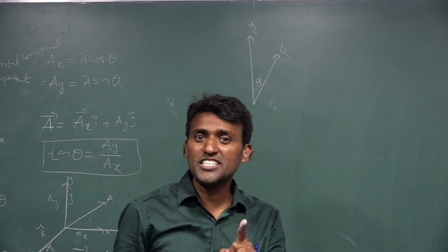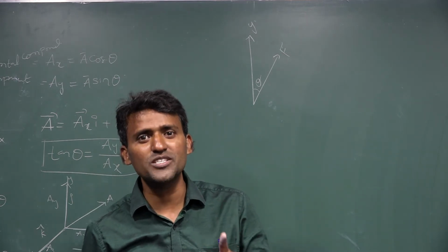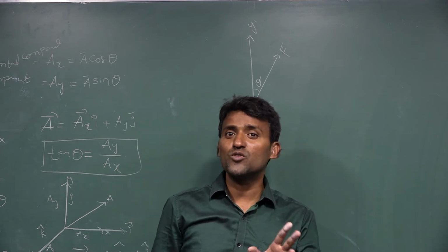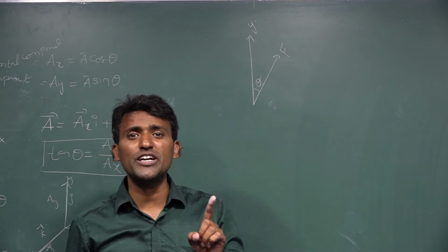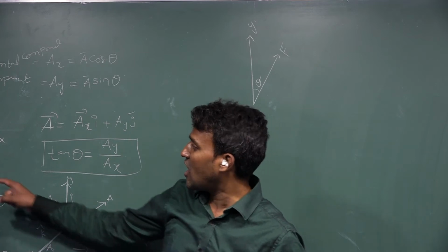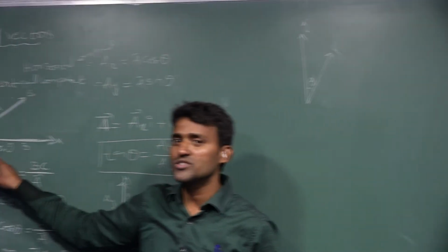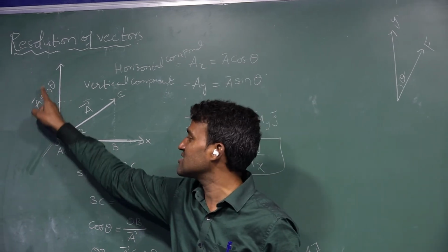Horizontal component is always cosine angle. You have to keep in your brain, don't forget, horizontal component is always cosine angle. Vertical component is always sine angle. See here, the horizontal component we got is cosine angle, and the vertical component is the sine angle.